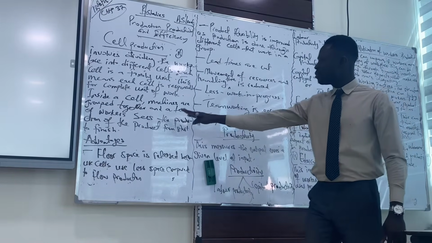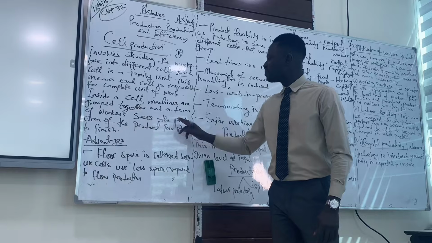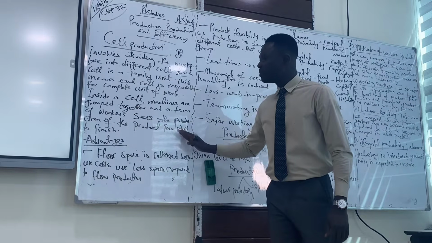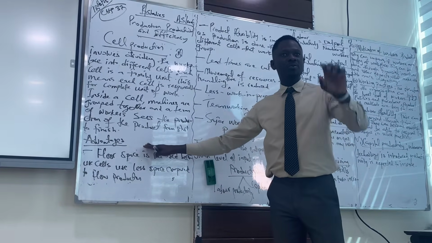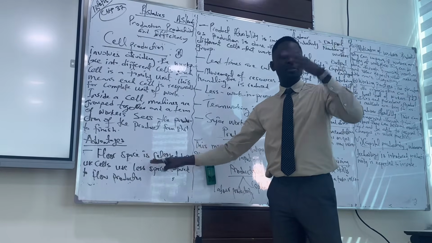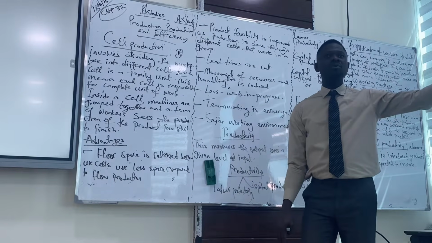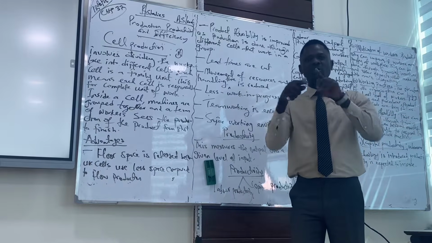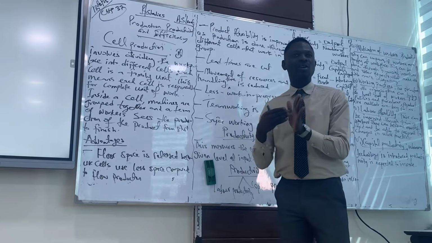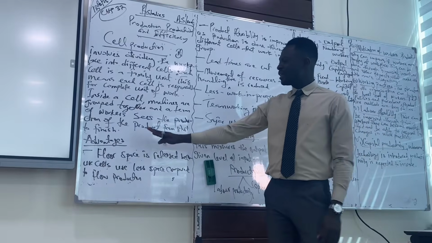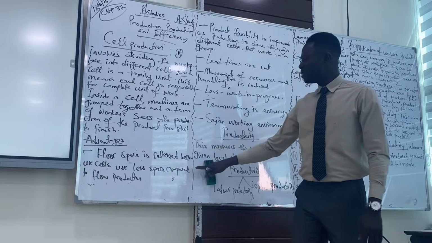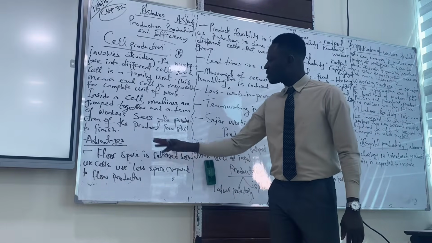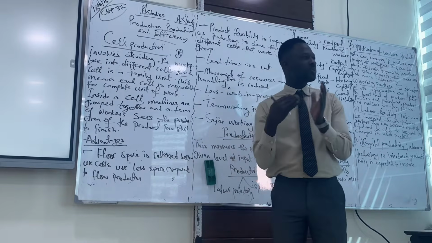Inside the cell, machines are grouped together and a team of workers sees the production of the product from the beginning to the end. So you are responsible for your own group, I'm responsible for my own group, he's responsible for his own group, before we join up together to complete the production line of the organization. So what are the advantages? Number one, floor space is released because cells use less space compared to flow production.